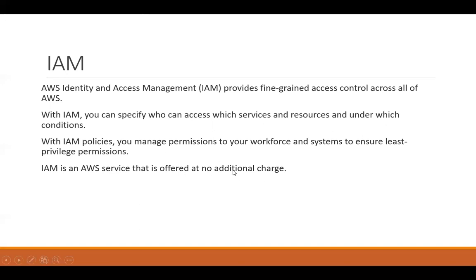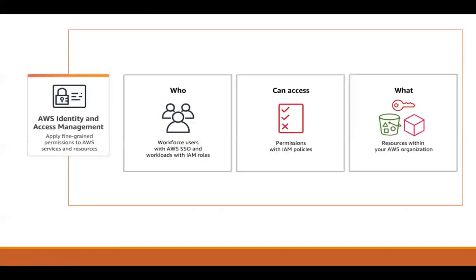That is one of the good things, that there is no charge for maintaining the users, groups, their roles, their permissions and all. So in today's video, we will be discussing how to create users and all. Now in brief, you can understand here AWS Identity and Access Management. So this is who the users are, and we can also provide single sign on, with workloads using IAM roles, who can access with permissions through IAM policies, and what resources they can access within your AWS organizations. So we can clearly specify who can access and what he or she can access.